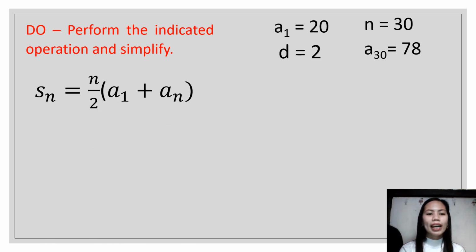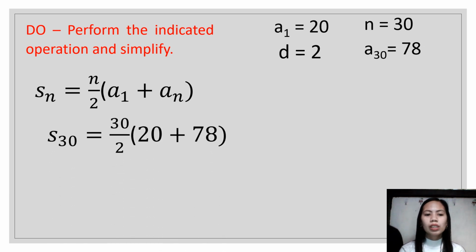So, using the formula S sub n equals n over 2 times the quantity of a sub 1 plus a sub n. By substitution, we need to solve for S sub 30 equals 30 over 2, dahil ang 30 natin ay that is n, yung a sub 1, 20, plus yung 78. You can also use the other formula, yung mahaba, pero since alam na natin yung last term, we can use this short formula.